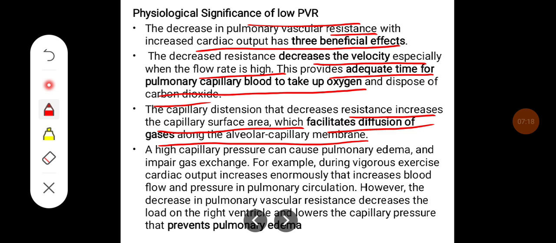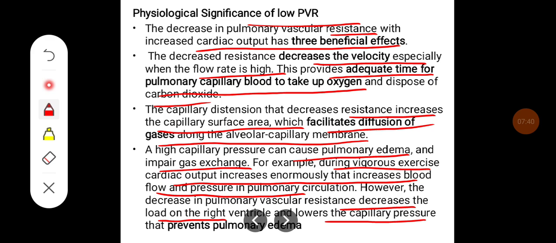A high capillary pressure can cause pulmonary edema and impair gas exchange. For example, during vigorous exercise, cardiac output increases enormously, that increases blood flow and the pressure in the pulmonary circulation. However, decrease in pulmonary vascular resistance decreases the load on the right ventricle and lowers the capillary pressure that prevents pulmonary edema.